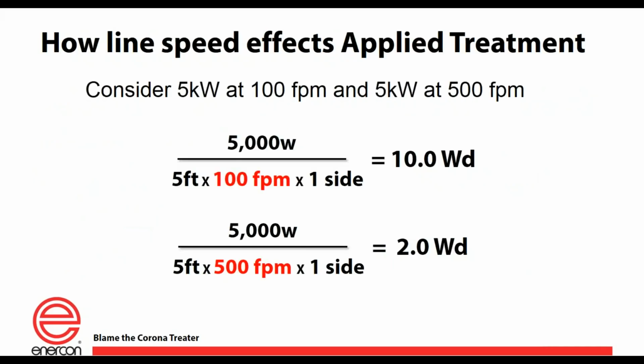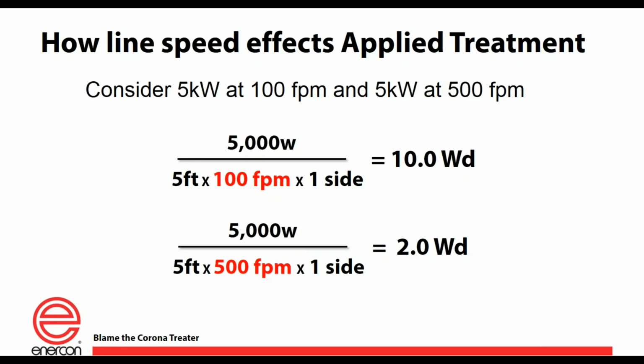I'm getting a bit ahead of myself. But in any event, here's a great slide that illustrates this in the same way, and we're going to cover this same formula going forward. But take a look at what we've got here. You've got a 5,000 watt, or 5 kilowatt, power supply and a 5-foot electrode. We're running 100 feet a minute, one side. That's a watt density of 10. In the other example, we increase the line speed by a factor of 5. So that cuts the watt density by more than half, actually. So you can see here you have a watt density of 2.